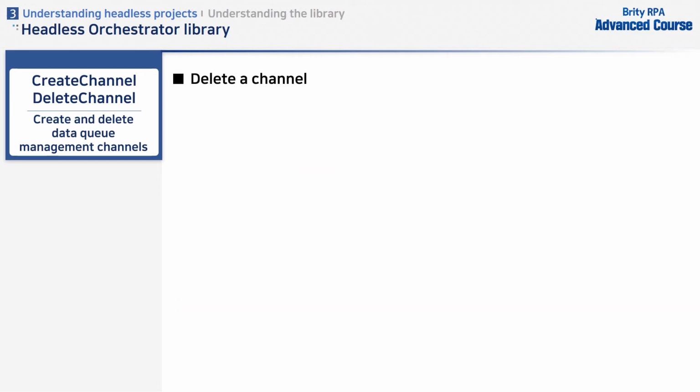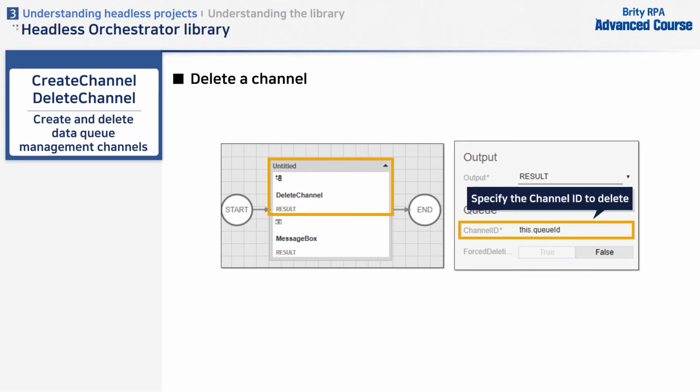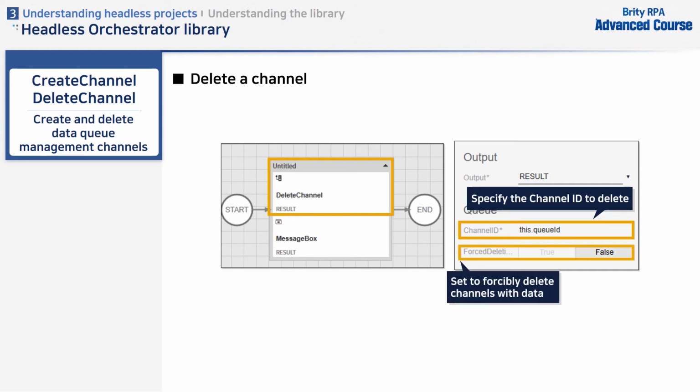To delete a channel that has been created, in the Delete Channel Activity Properties window, specify the channel ID field for the channel to delete. If you need to forcibly delete a channel with data, set the Force Deletion option to True.